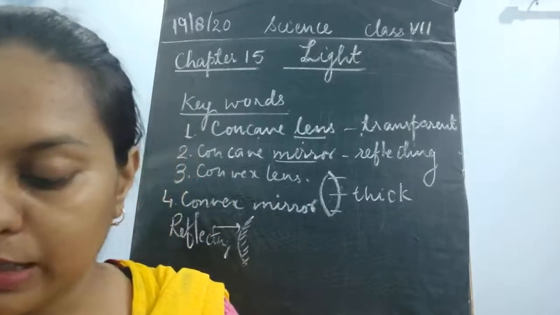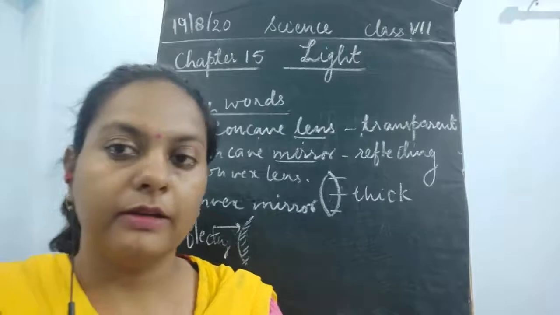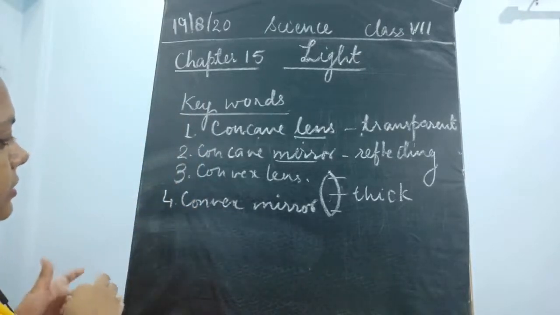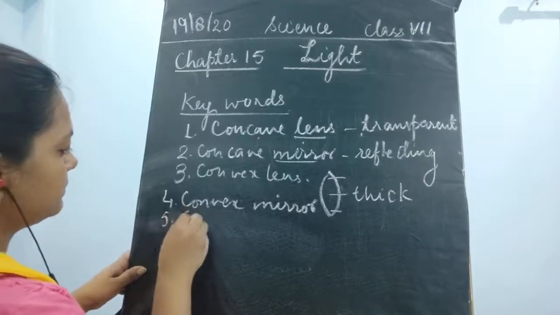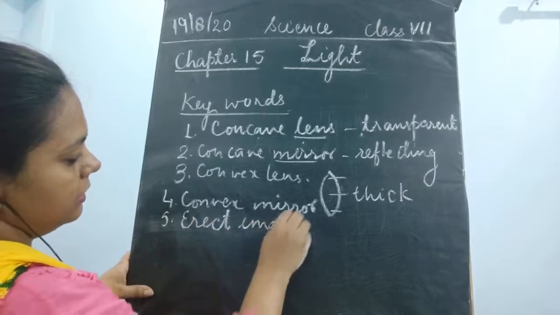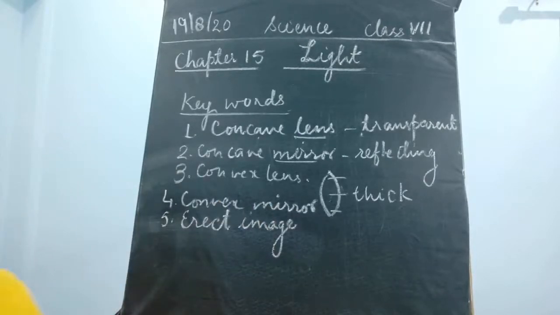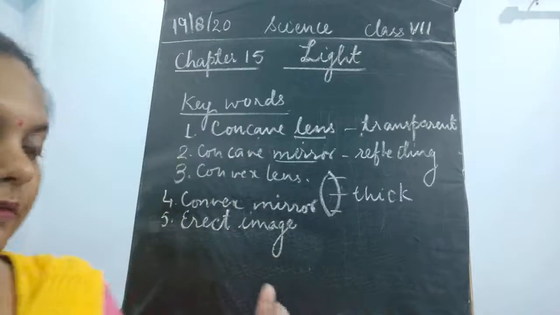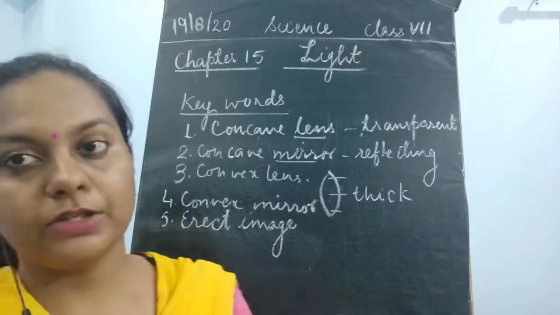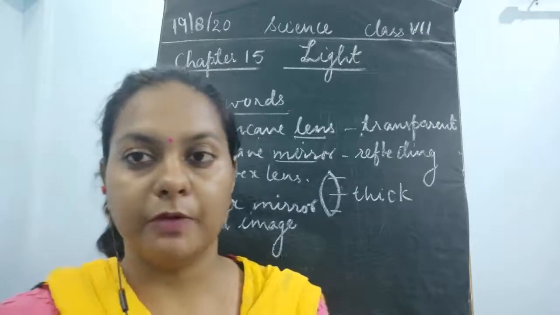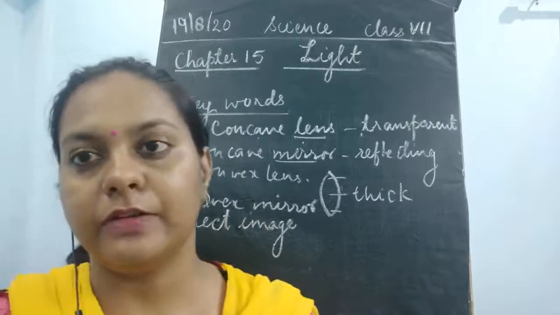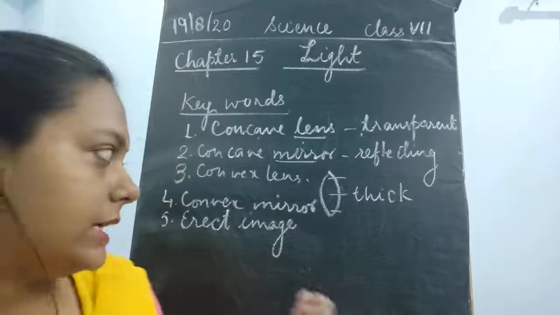Now the next word is the erect image. What do you mean by the word erect image? First, what is an image? An image is formed where two light rays meet, and whenever the light rays meet with each other, they form the same kind of reflection as when a thing is placed in front of the mirror. This is known as the image.